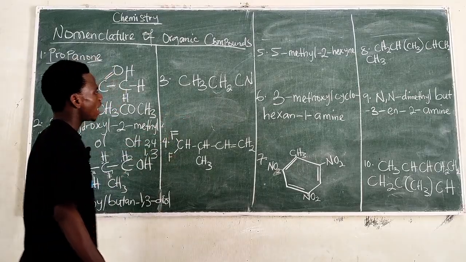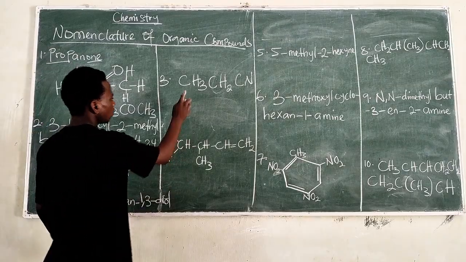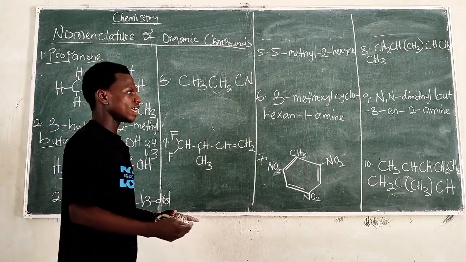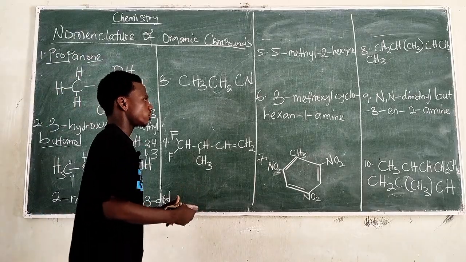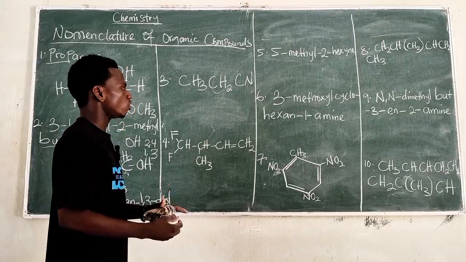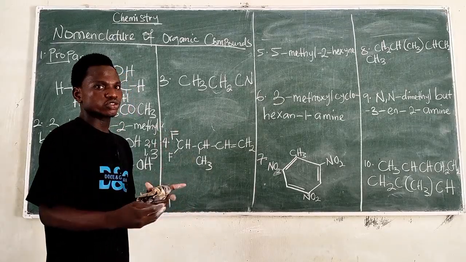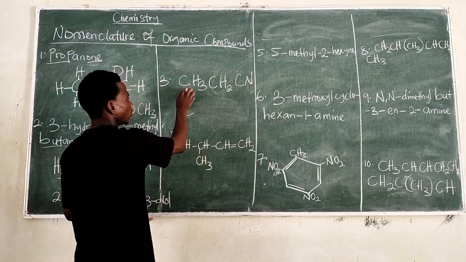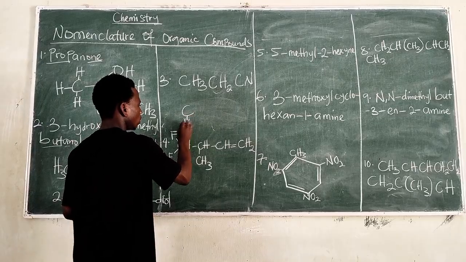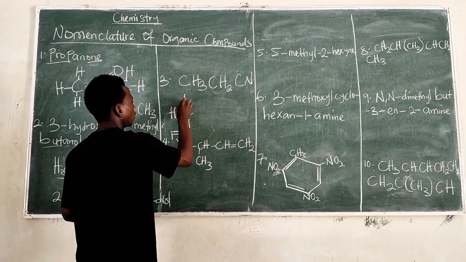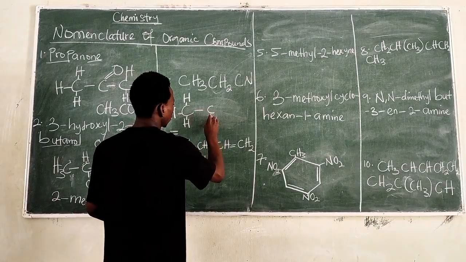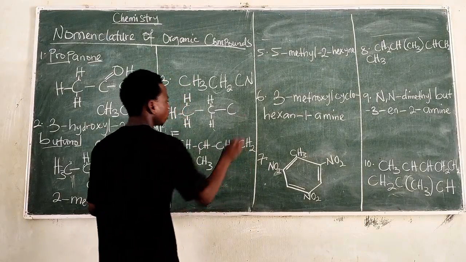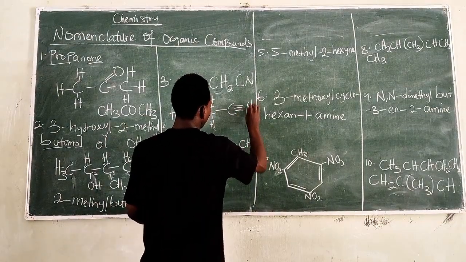For the third example, we have our longest continuous carbon chain to be 1, 2, 3, three carbon atoms. If you find it difficult to name condensed structures, anytime you're given a condensed structure, first of all, try to split the structure into the simplest form that you can name. So, let's say the first carbon here is bonding to 3 hydrogens. The second carbon is bonding to 2. And then the third carbon is triple bonded to nitrogen.